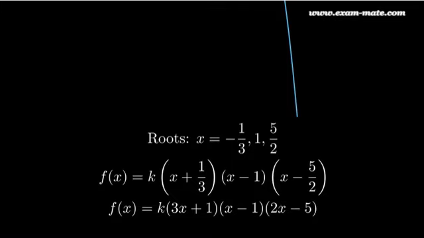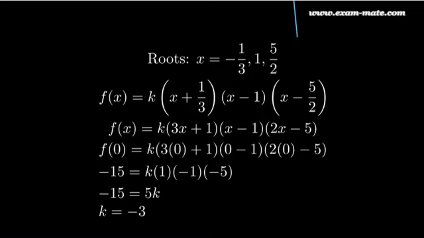To find k, we can use the y-intercept. From the graph, we can see that f(0) = -15. Let's substitute x = 0. Therefore, our final factored form is f(x) = -3(3x + 1)(x - 1)(2x - 5).